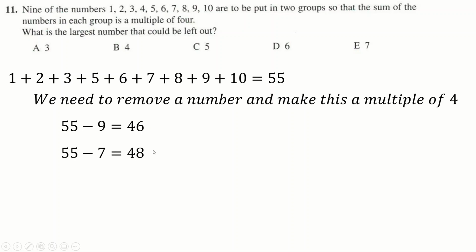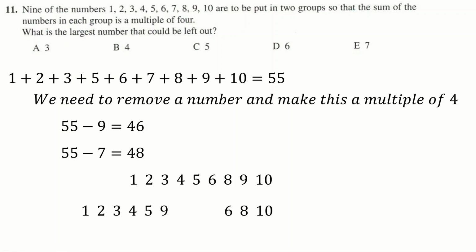That's 4 times 12. But just to double check that these numbers can be split in such a way to make 2 multiples of 4, I'll actually just do it, and I found that set. There might be more, I don't know, but I thought it'd be safe to actually test. And it turns out I can remove a 7 and make 2 groups. They both add up to 24, so that's fine.